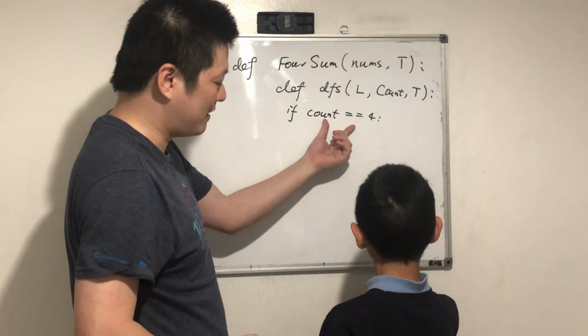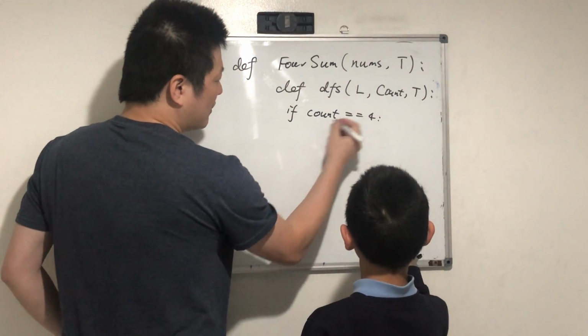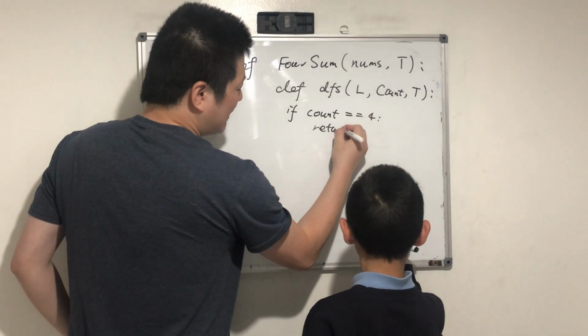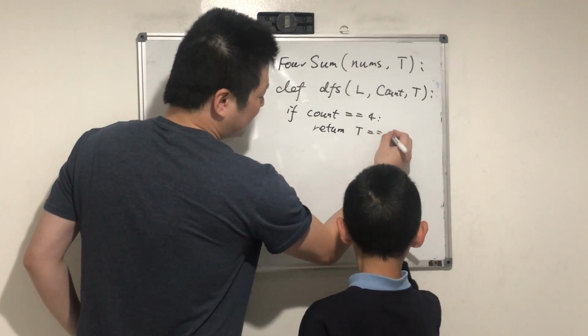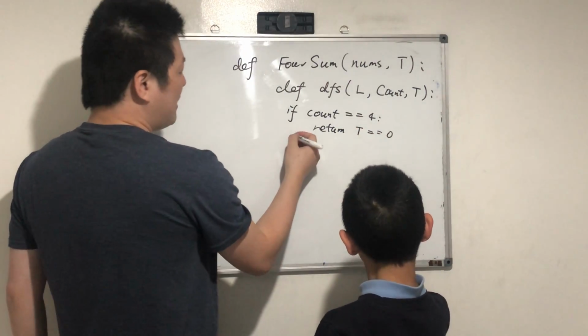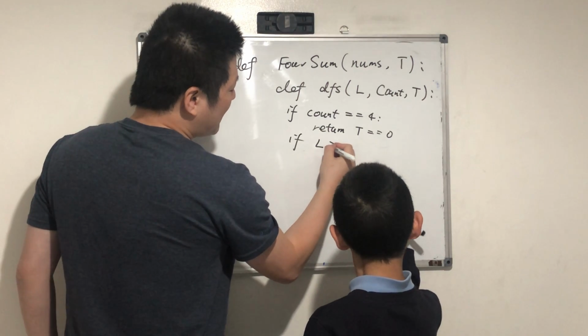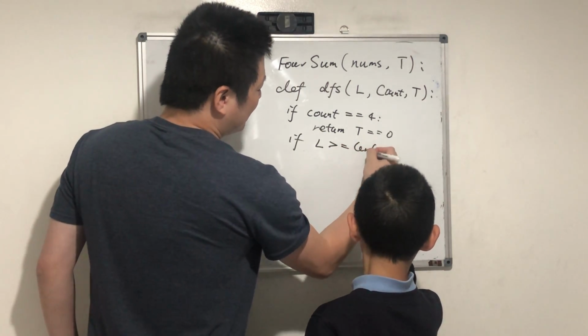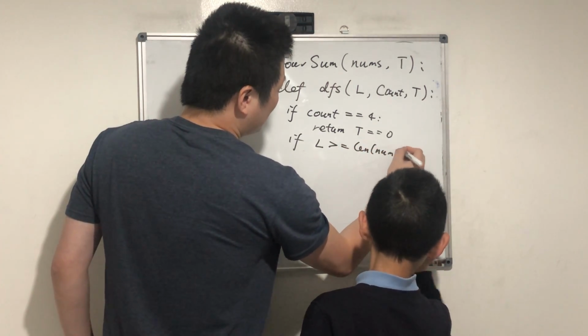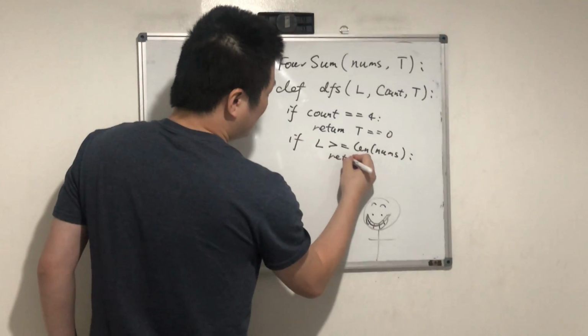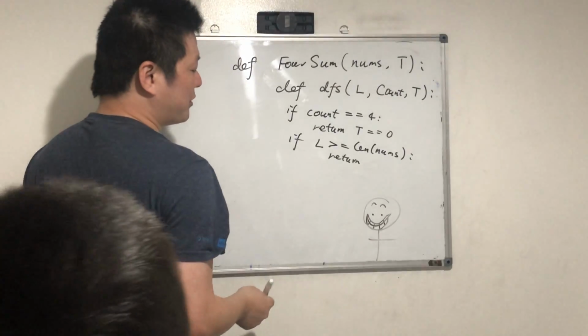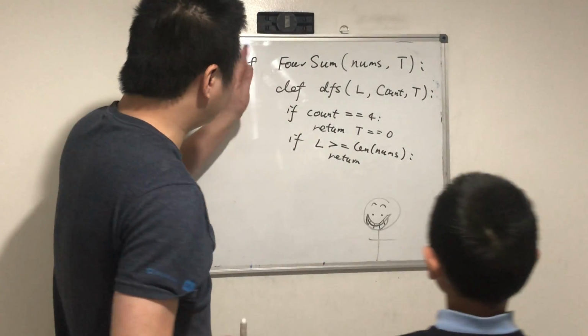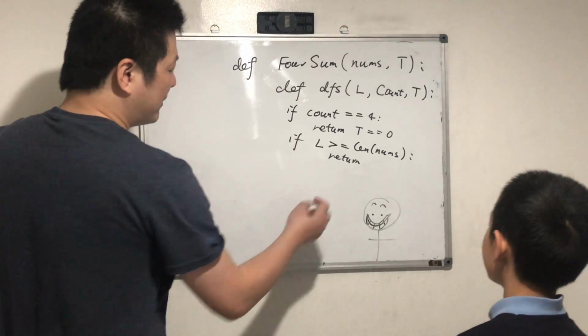So what should we return? If it's not 0. So return t equals 0, right? Does it make sense? If left is bigger or equal than the length of nums, what should we do now? If we have run out of numbers, what should we do? Return false.